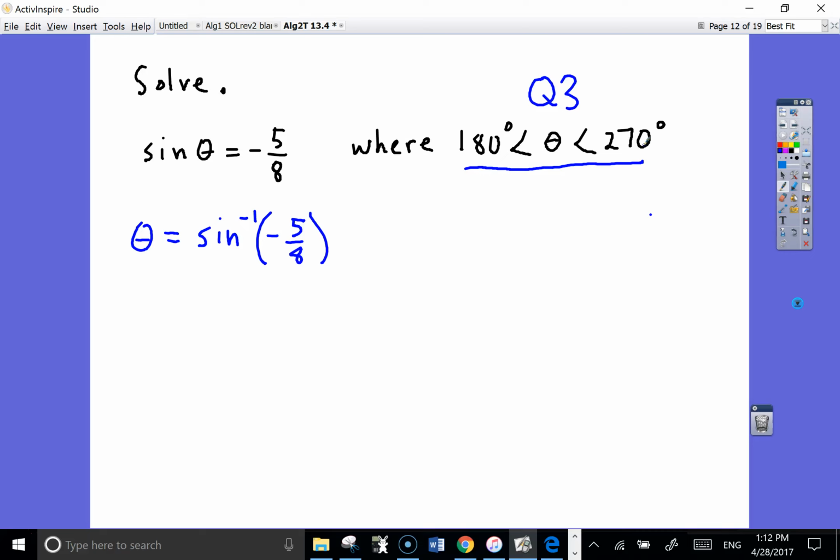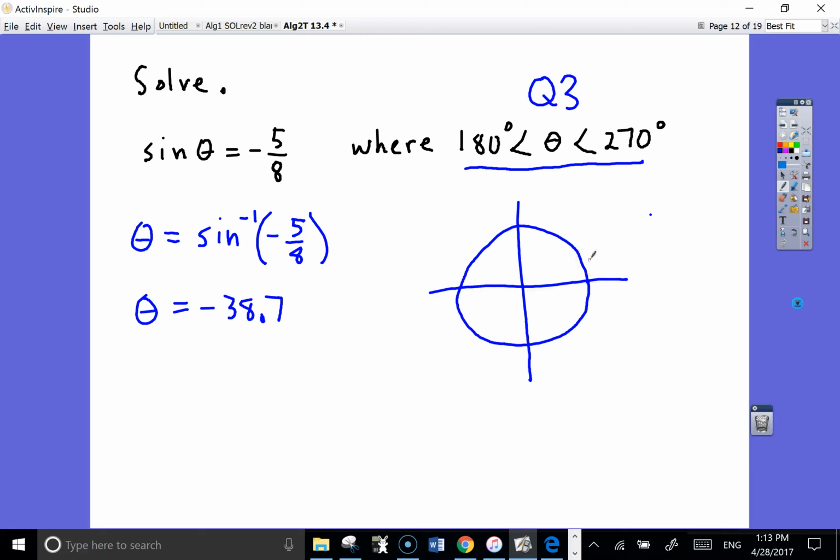So let's go ahead. Sine inverse of negative 5 divided by 8. Negative 38.7. So if I look at that on the circle, which quadrant is negative 38.7 degrees in? It's in the fourth quadrant, right? Maybe it's about right here. I'm just estimating in my graph. That's negative 38.7 degrees. But we want to find in quadrant 3, where does sine have that value?